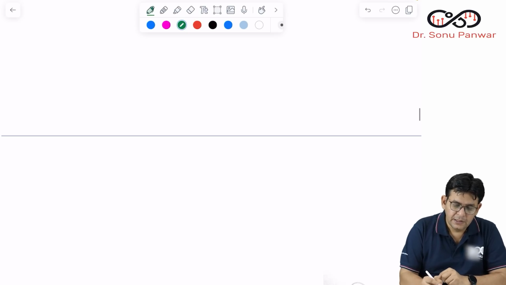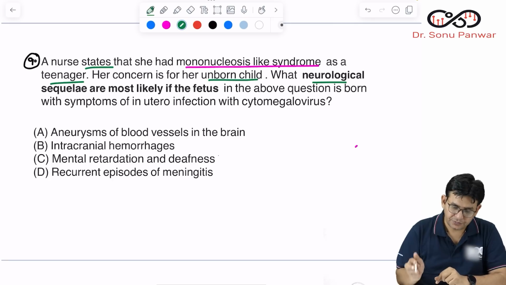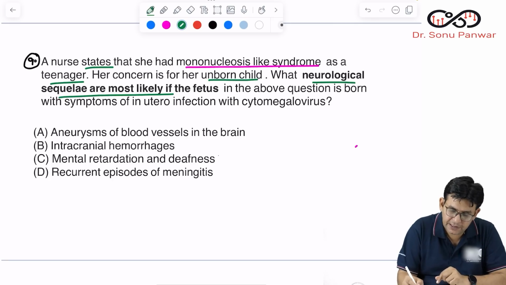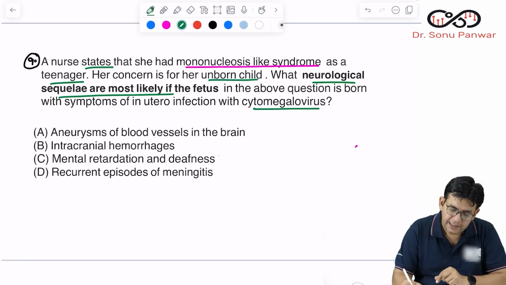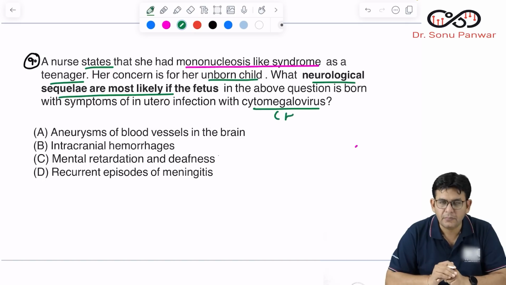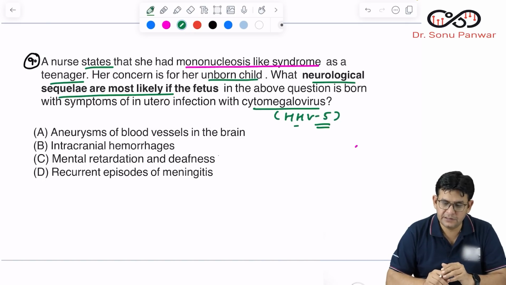Now coming to this: a nurse stated that she had a mononucleosis-like syndrome as a teenager, with concern for an unborn child. Which neurological sequelae can happen from this? So basically, they have given clues that they are talking about cytomegalovirus. First of all, you should know the number: HHV5. CMV is HHV5.